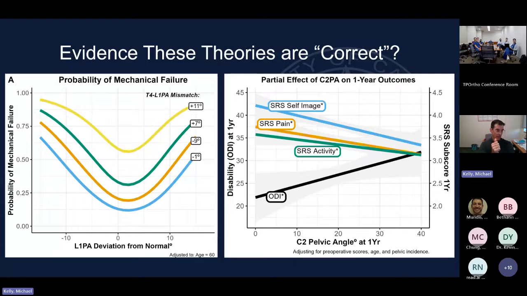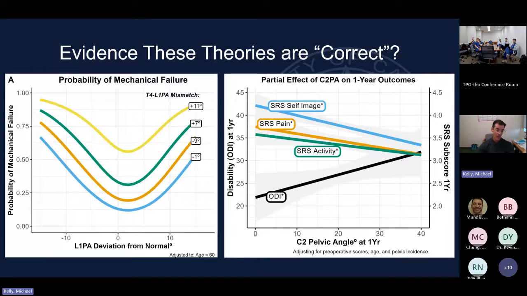So L1 pelvic angle, I think, is one way to think about the lumbosacral harmony. Did you get the lumbar spine right? And then the thoracic spine. So if you get the thoracic spine wrong, but the lumbar spine right, your risk of failure is still very high. And as you miss on both sides, your risk of failure goes up. And look also that this is nonlinear, right? There's a nadir there where you do okay, and overcorrection and undercorrection are both bad.